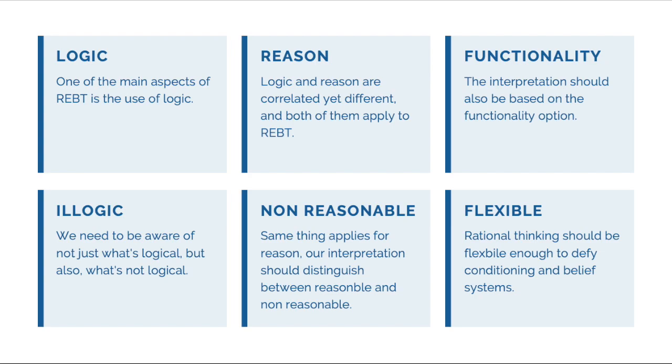When you're questioning your rationality, start off by questioning your logic, because if your logic is fundamentally wrong, the problem might arise there. And as we said, logic and reason are correlated yet different, and both of them apply to REBT. Now, when we talk about functionality, the interpretation should be based on the functionality option. So this correlation between logic and reason, how is it manifesting and how can we interpret it from a functional standpoint? How is it developing and how is it influencing our thoughts, beliefs, and behaviors?